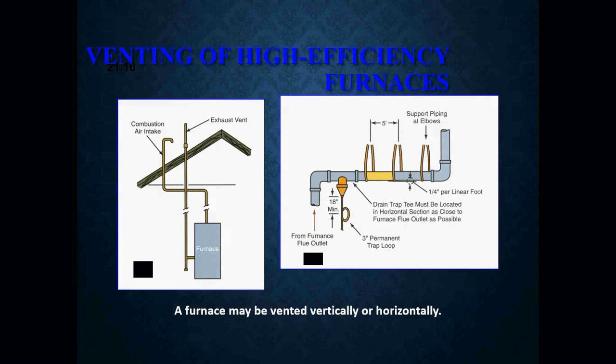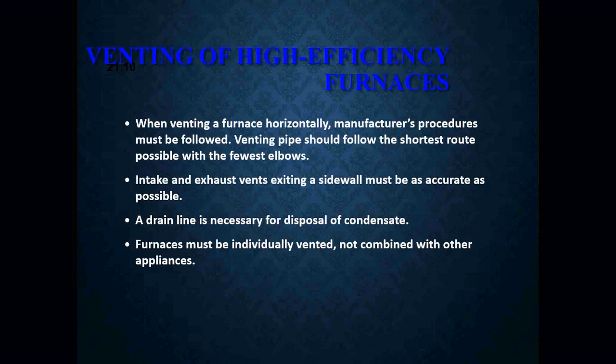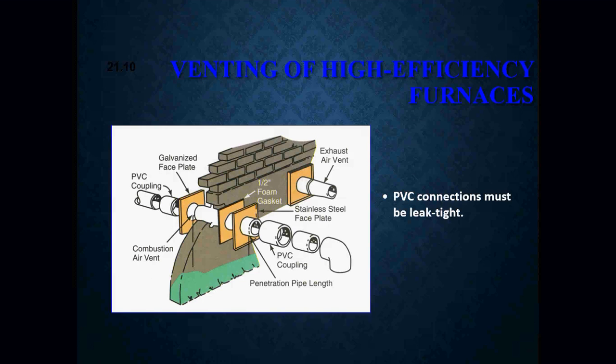A furnace may be vented vertically or horizontally. When venting a furnace horizontally, manufacturer's procedures must be followed. Your venting pipe should follow the shortest route possible with the fewest amount of elbows. Intake and exhaust vents exiting a sidewall must be as accurate as possible. A drain line is necessary for disposal of condensate. Furnaces must be individually vented, not combined with other appliances. A PVC connection must be leak tight, which means you are going to be priming the PVC and cementing all of your fittings together.